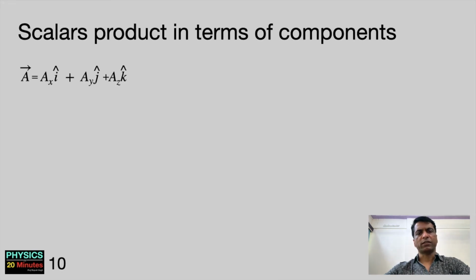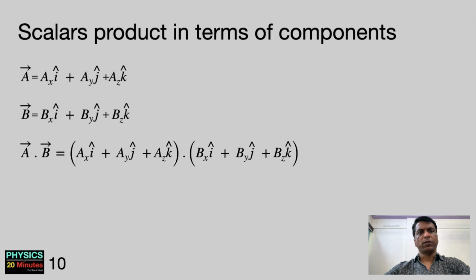So let's have a vector a as ax i cap plus ay j cap plus az k cap. Here ax, ay, az are the three components of vector A along the directions of x, y and z axis. We have developed this representation in video 9. Do check that video to understand that. Let vector B be equal to bx i cap plus by j cap plus bz k cap.